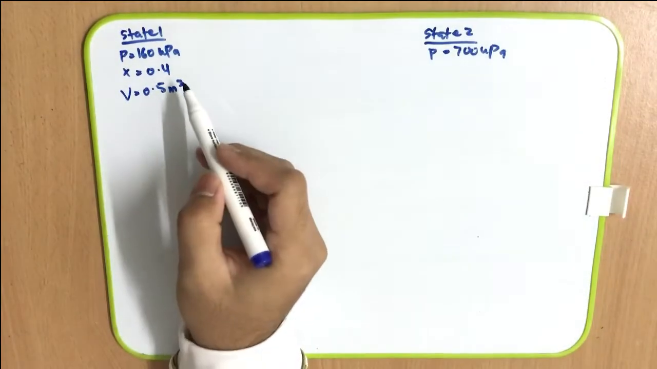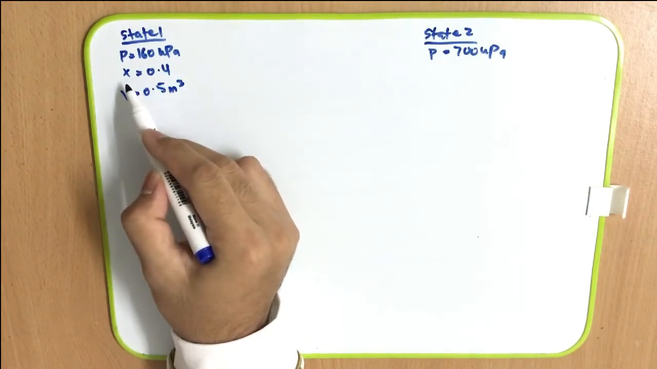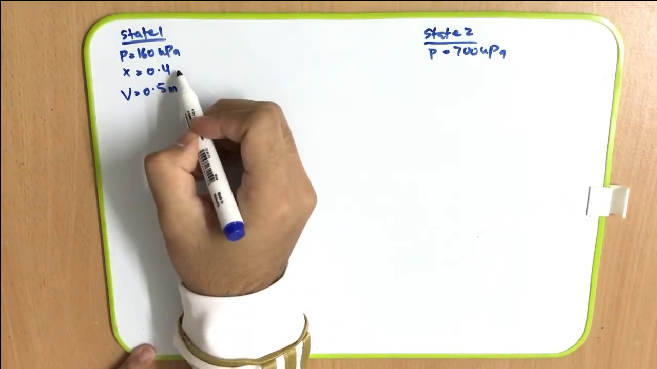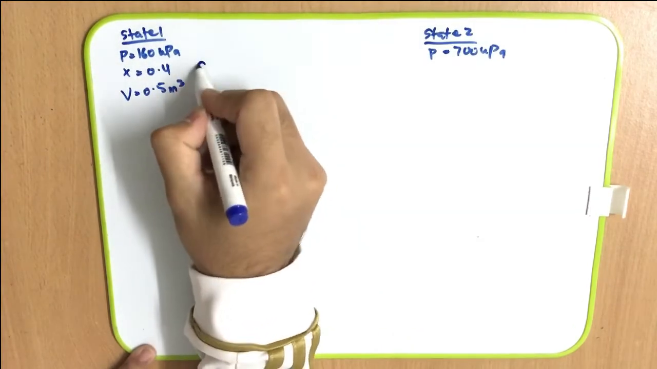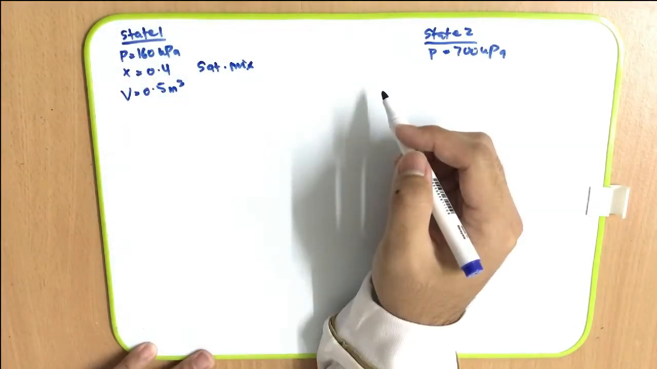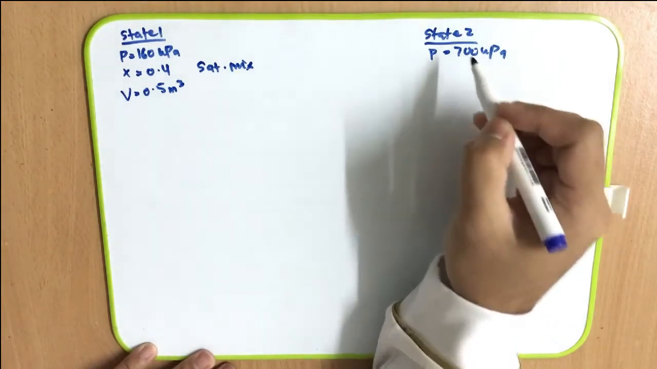From the question, we have a rigid tank in which initially the pressure is 160 kPa and it is mentioned as well the quality, which is 0.4. When quality is given, we know that the phase for state 1 is saturated mixture. Next, heat will be transferred until the pressure in the rigid tank reaches 700 kilopascal, which is state 2.